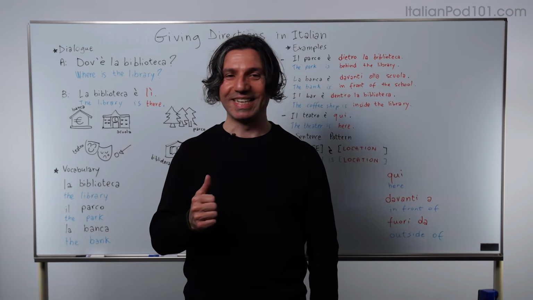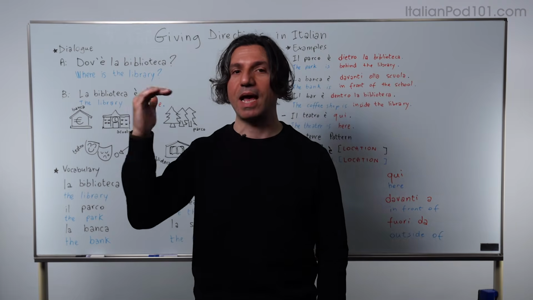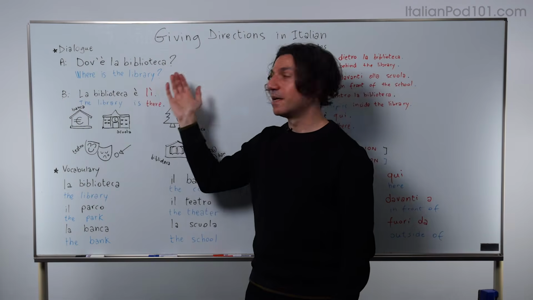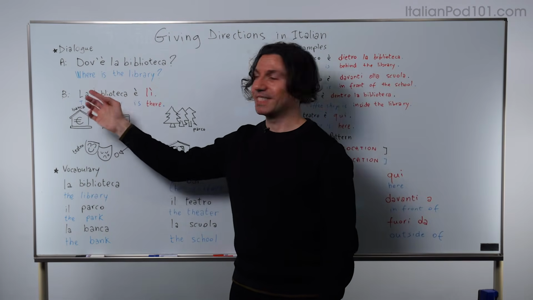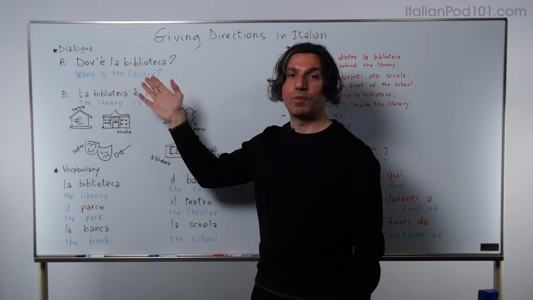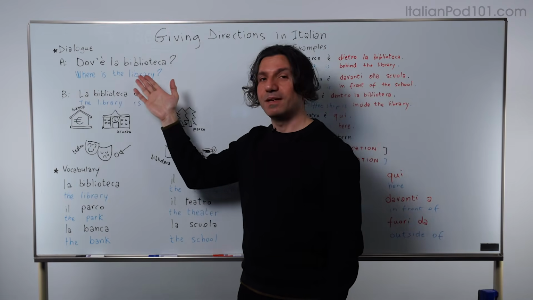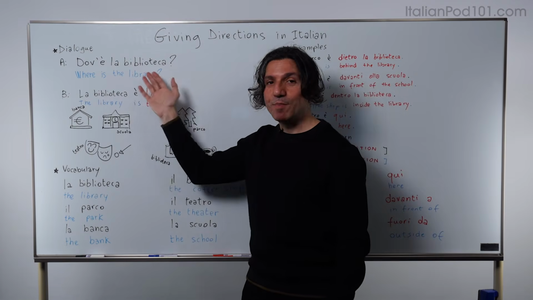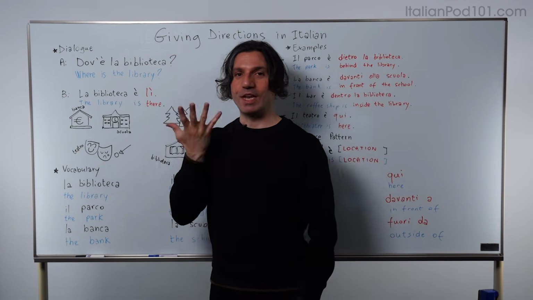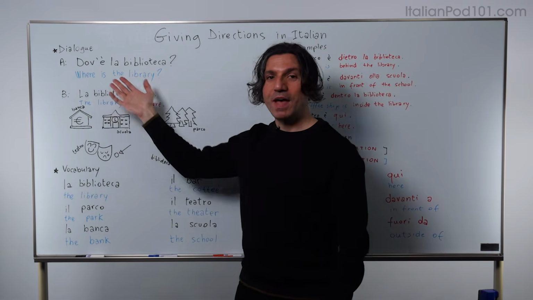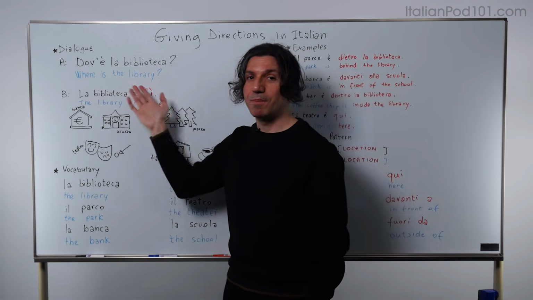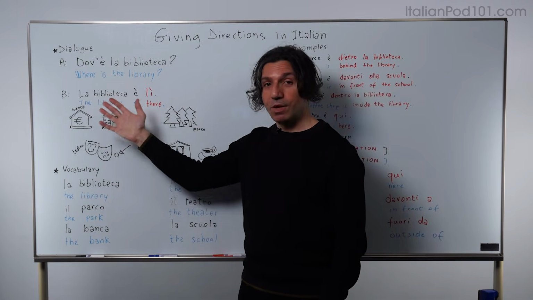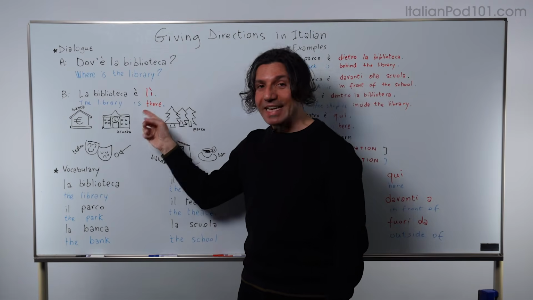Good. Now let's go over the dialogue line by line. The question, dov'è la biblioteca? Dov'è means where is. Then the place. In Italian, the library is a feminine singular noun, so we use la. La biblioteca. It is a question, so the intonation is increasing. Dov'è la biblioteca? Where is the library? And the answer. La biblioteca, the library, è, is.